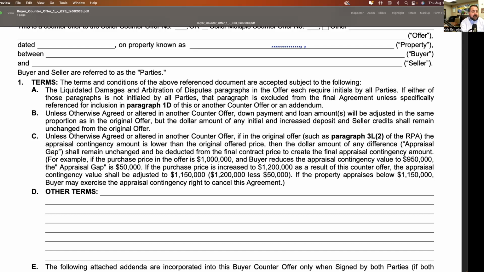So what the contract is now saying is that by default, if you raise the price, right? So if I offer you 1 million and my original appraisal gap was 50,000, if you raise the price, you have to then give me the same appraisal gap, which means my appraised value, in order for me to institute my appraisal contingency and cancel the deal, is now 1.15, not 950. Okay. So if you don't want that to be the case, if you want the appraisal gap to be whatever the appraisal gap is, then you have to address it in the counter.